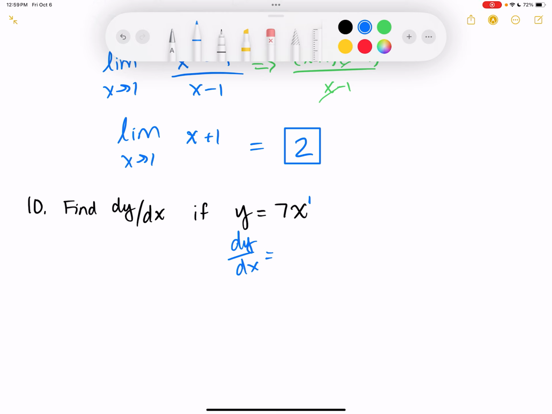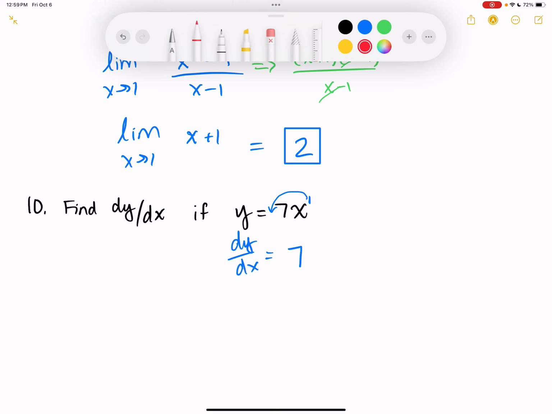So the shortcut method is that we take this exponent and put it out front and multiply it by whatever's in front. Then we subtract 1 off of the exponent. So this is going to become 7, and that's it, because it's x to the 1 minus 1, which would be x to the 0, which is 1. So it's just gone.